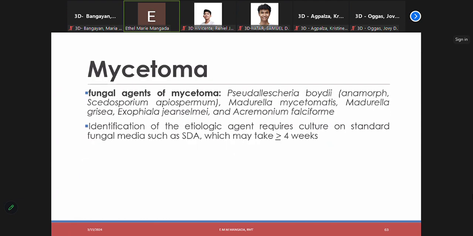So the agents that cause it, we have your Pseudallescheria boydii. Your Pseudallescheria boydii is the teleomorph, the sexual form. And the asexual form is called your anamorph, and that is your Scedosporium apiospermum. So this one produces your asexual spores, while this one is the sexual. Thumbs up if you understood that. Are you still there? Okay?